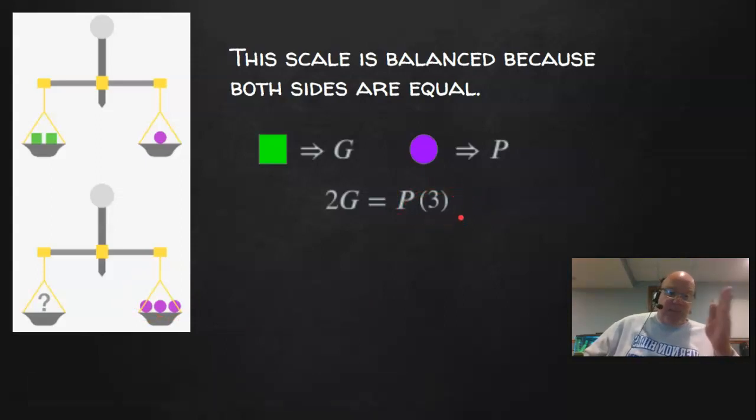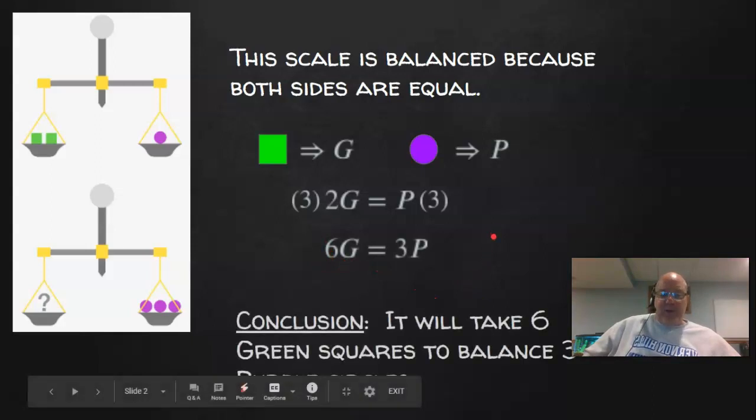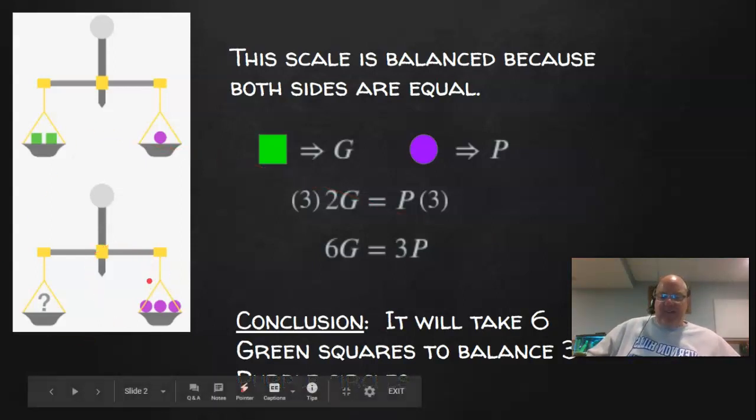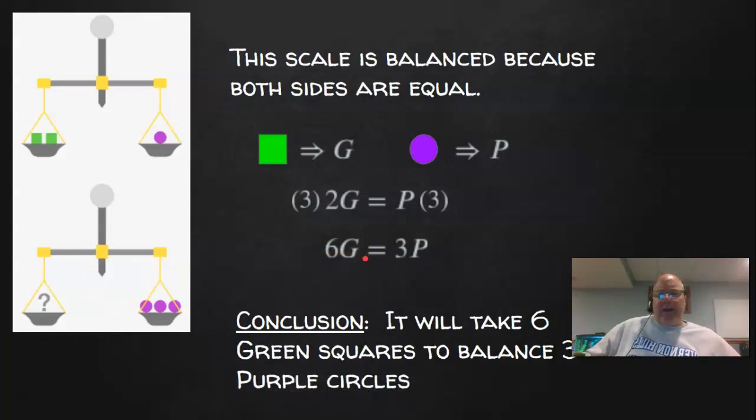Or you can think of it as saying p plus p plus p. But as soon as I do that, I have now unbalanced this equation. They're no longer equal because I multiplied this side by 3. So I have to do the same thing to the other side of the equation, so I get 6 green squares is equal to 3 purple circles. In conclusion, we can say that in order to balance this scale on the bottom, we're going to need 6 green squares.